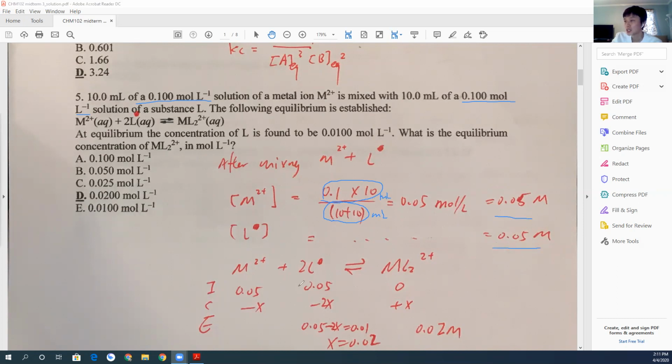And so you put them into the ICE table. For the change of concentration, the metal has a coefficient of 1, so it's minus x. The ligand has a coefficient of 2, so it's minus 2x. And the product is plus x due to the coefficient of 1. It tells you for L, the equilibrium concentration is 0.01 molar. That means the initial plus the change, which is minus 2x, is equal to 0.01. So x is 0.02. For the product, the equilibrium concentration is 0.02. So the answer is D.